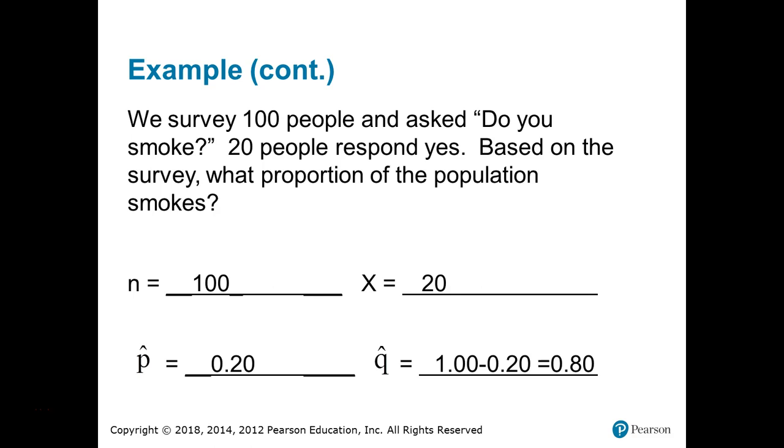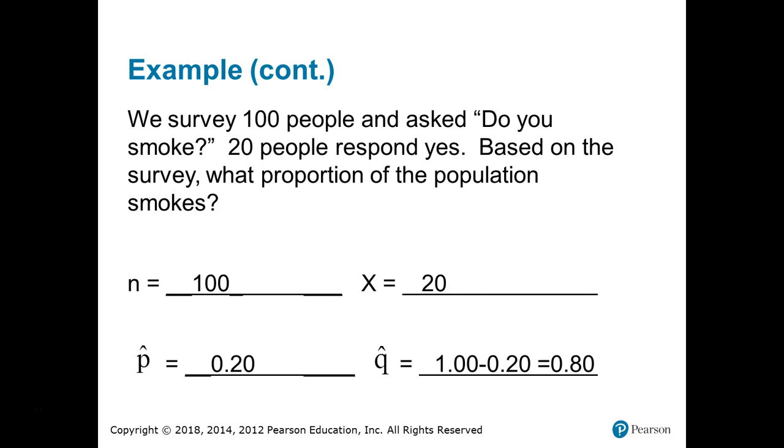Let's start by giving some numbers. We have 100 people, so our sample size is n. x is the number of successes within our sample, 20. p hat is the sample proportion, which would be 20 over 100, or 0.2. And then q hat would be 1 minus that value, or how many people responded no. So 80 over 100, or 0.8.